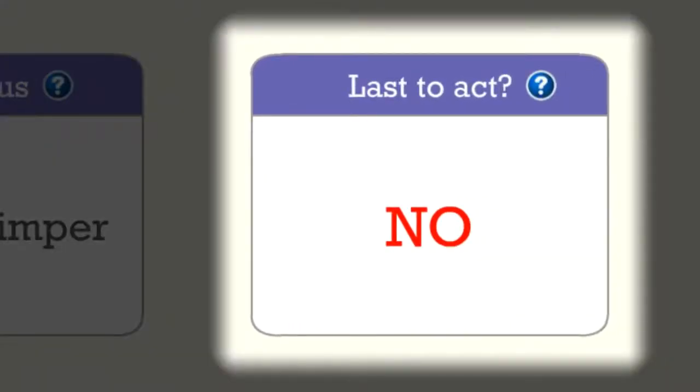Last to act tells you if a call by you will close the betting round. This is important because if your call doesn't close the action, someone might raise or re-raise behind you, and that has to be factored into your decision.